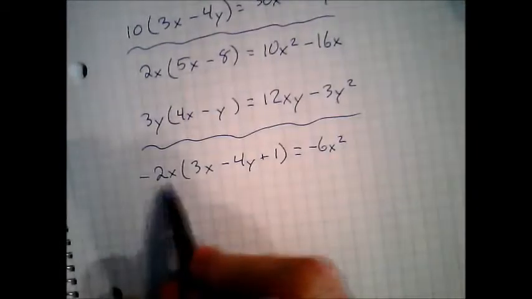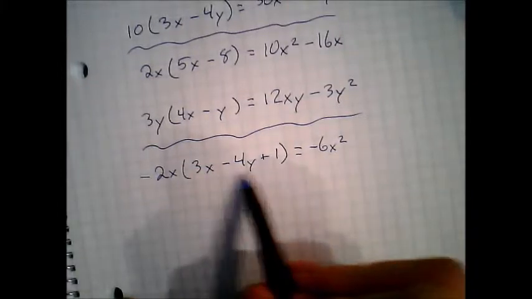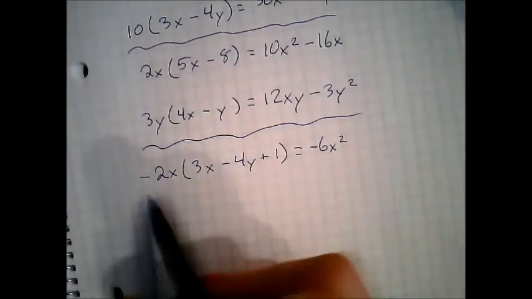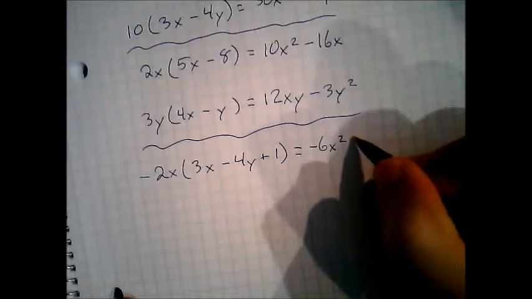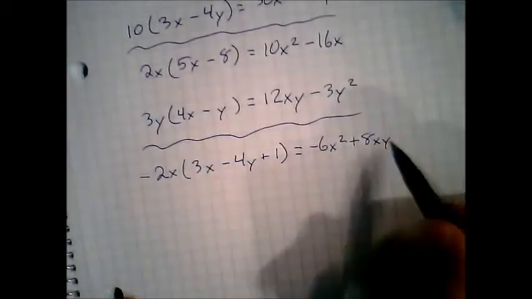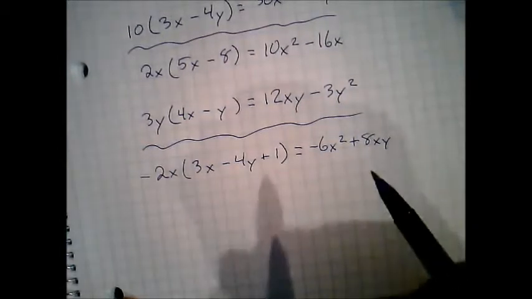Now we want to do negative 2x times our negative 4y tiles. Remember, this minus 4y, we visualize this as being 4 negative y tiles. So negative 2x times negative 4y is positive, so we do plus 8xy. Because remember, x by y is our xy. When we multiply an x term by a y term, we get the xy term.